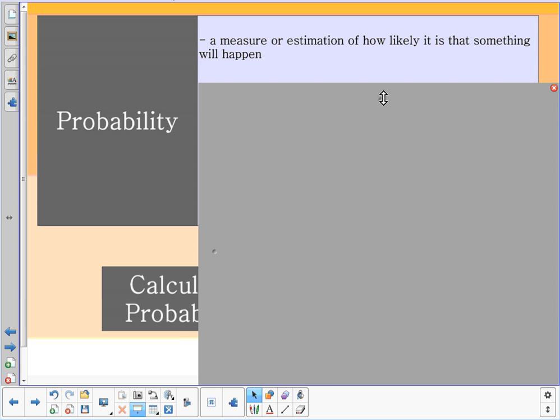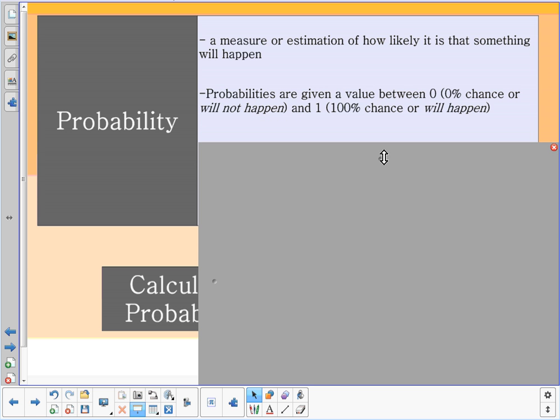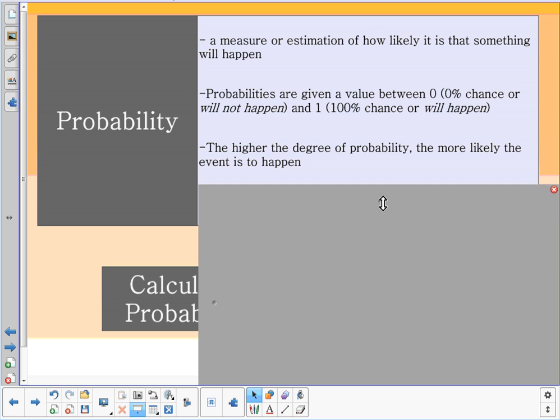Probability is a measure or an estimate of how likely it is that something will happen. It's kind of like a percentage. People talk about chances or odds. Probability is a ratio of how likely it is something will occur. They're given a value between 0 and 1, so they're always some sort of decimal. Okay, so 0% chance that it will happen, or 100% chance that it will happen.